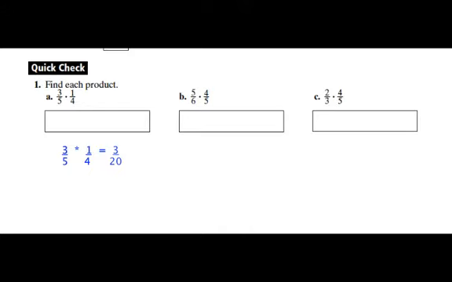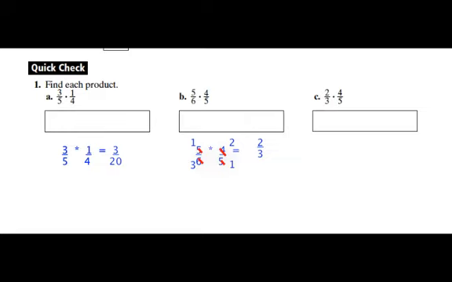Let's look at example 1b, 5/6 times 4/5. Let's see if we can cross-cancel. Well, when we see the 5s diagonally, we know that we can cross-cancel those. 5 goes into 5. So 5 divided by 5 is 1, and 5 divided by 5 is 1. Now let's look at 6 and 4. What can go into 6 and 4? 2 can. So 6 divided by 2 is 3, and 4 divided by 2 is 2. So we're left with the problem 1 times 2, which is 2, and 3 times 1, which is 3. Our final answer is 2/3.